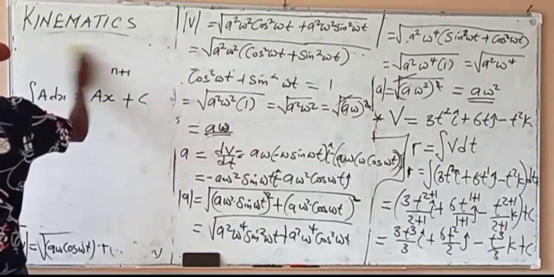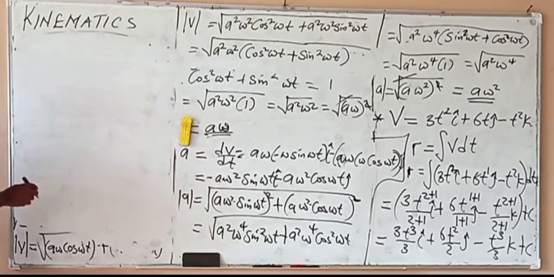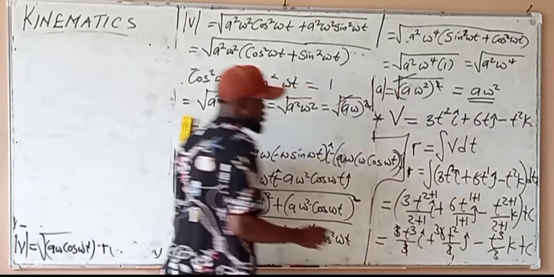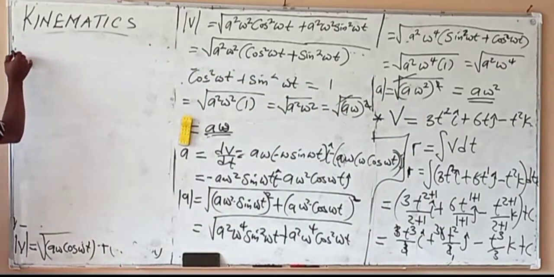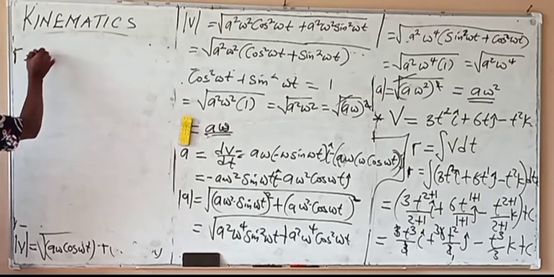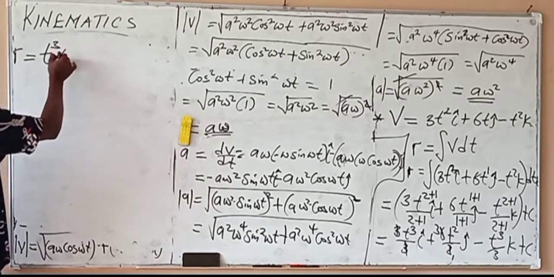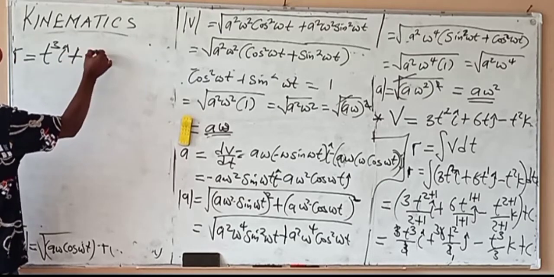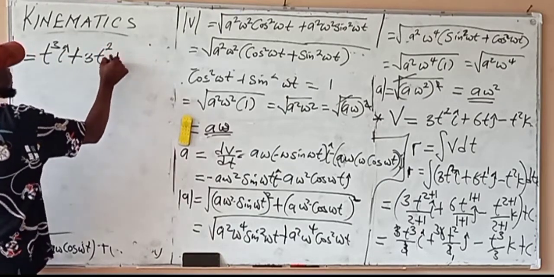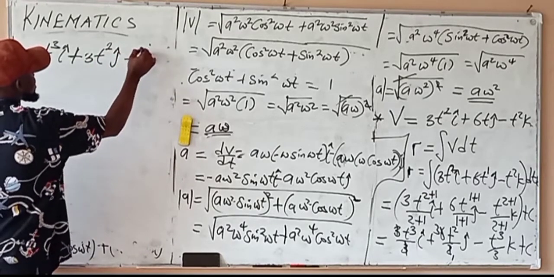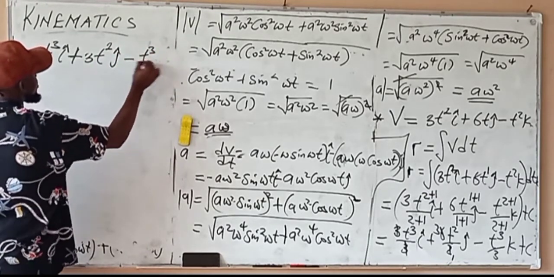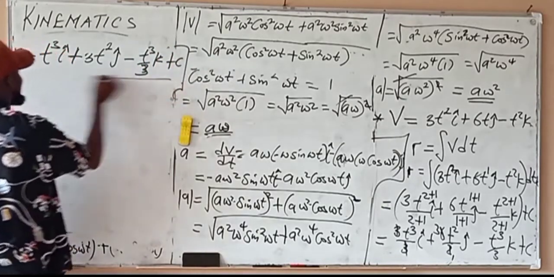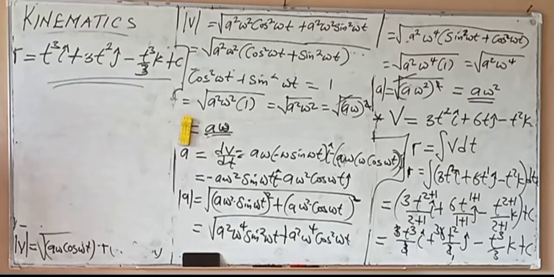Then at the end of the day, the 3 cancels 3, and 6 over 2 gives 3. So we're going to have the displacement to be t cubed i plus 3t squared j minus t cubed over 3 k plus c. This is what I'm going to have as our answer for displacement.